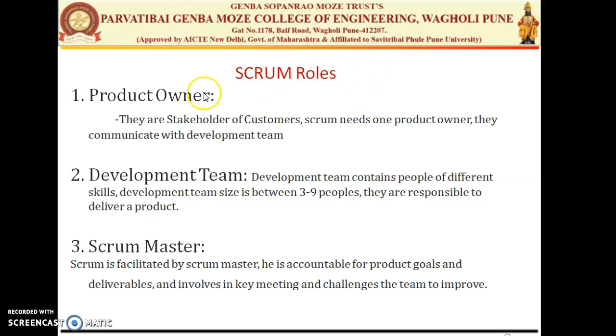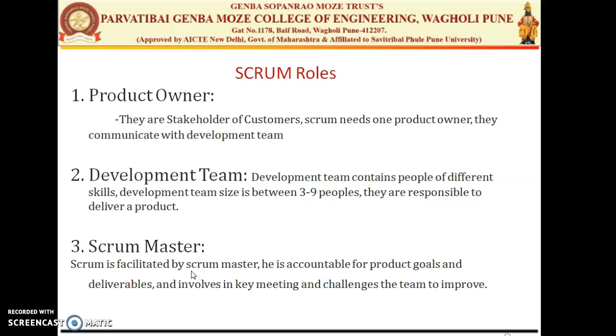So what different roles are under the Scrum development process, who are the key holders or the key responsible persons. So there are three main roles in a Scrum process. The first one is the product owner, second is the development team, and third is the Scrum master. So the product owner is a stakeholder of the customer.